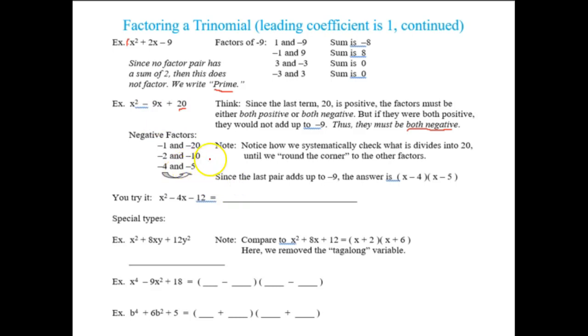So if they're both negative, then here are my only factors: negative 1 and negative 20, negative 2 and negative 10, negative 4 and negative 5. Now I've systematically gone down here, starting with 1 and checking 2, and then 3 doesn't go into 20, and then 4 goes into 20. But as soon as I round the corner here, I don't have to look for any more factors. Those are all the factors. And so the pair I'm looking for is negative 4 and negative 5. So I put them in the binomials, and there's my answer right there.